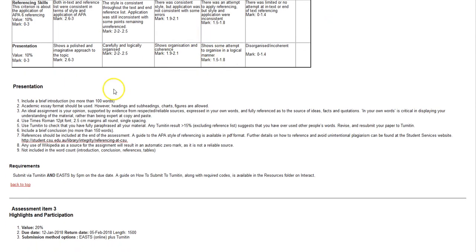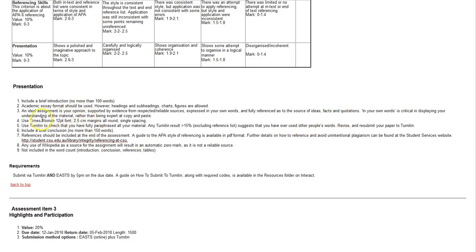In terms of what we expect for presentation, you need to make sure that you present a brief introduction of no more than 100 words. You can use the essay format. However, you can use headings and subheadings, and charts and figures are also allowed. The assessment is your opinion, but it needs to be supported by evidence from respectable and reliable sources, expressed in your own words and fully referenced as to the source of ideas, facts and quotations.